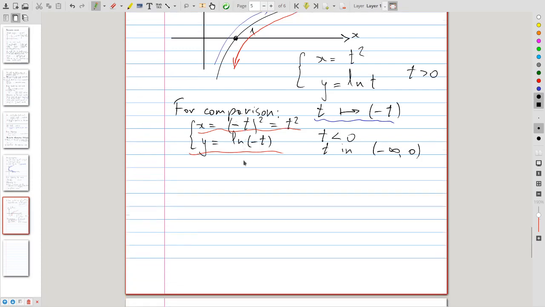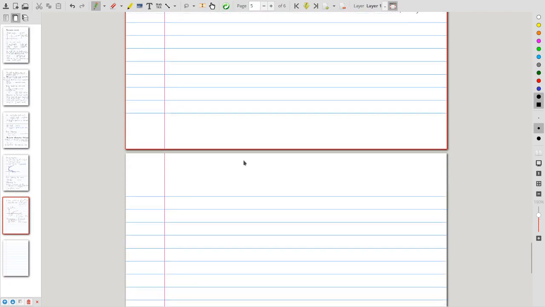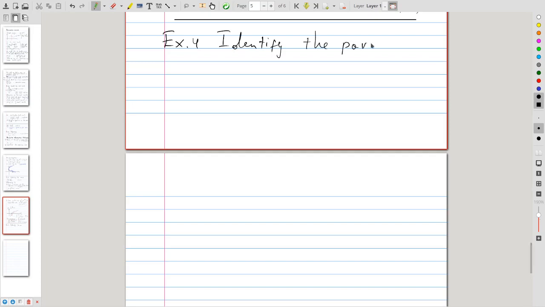To illustrate this concept of shape and direction of motion being different, let us consider the following interesting example. So we have, again, to recognize the curve. So this would be example 4, I think. So identify the curve, let's say the parametric curve.